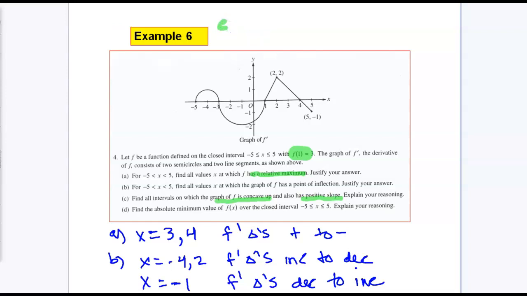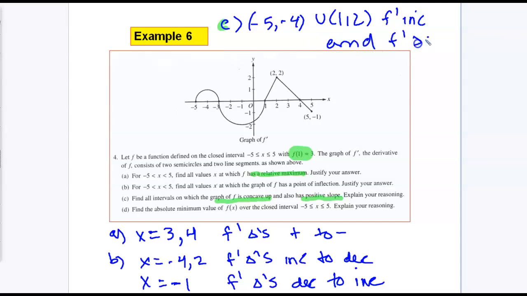So for part C, if the graph is concave up, f prime has to be increasing and above the x-axis. So -5 to -4. The graph is increasing, so the second derivative is positive, and it's above the x-axis, so the first derivative is positive. And the second place it would be is from 1 to 2. And your justification is that is where f prime is increasing and f prime is greater than 0.